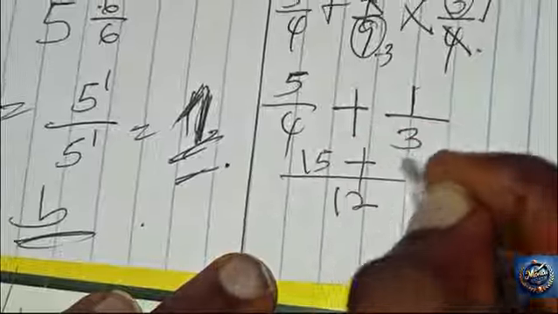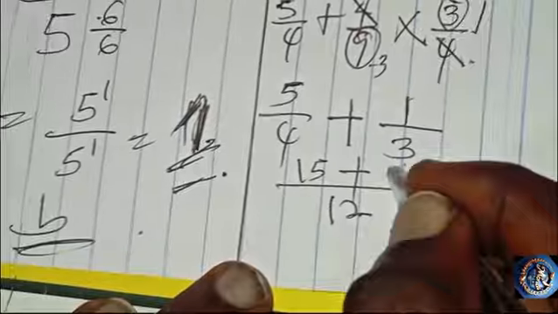So LCM 12. 4 in 12 is 3. 3 times 5 is 15. Plus 3 in 12 is 4. 4 times 1 is 4. 15 plus 4 is 19 over 12.